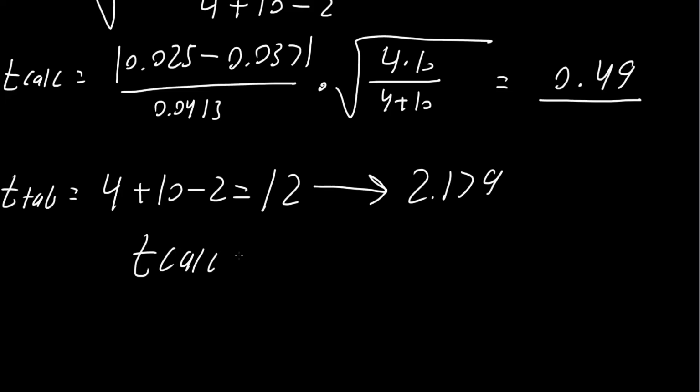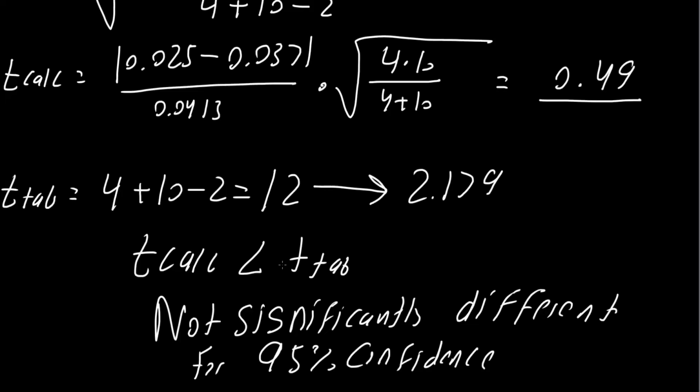Now for the final step. Tcalc is less than t-table, right? Tcalc is 0.49. T-table is 2.179. So Tcalc is less than t-table. And because Tcalc is less than t-table, the final conclusion is not significantly different at 95% confidence. Had Tcalc been greater than t-table, it would be significantly different. And that's all we need to do for this problem.